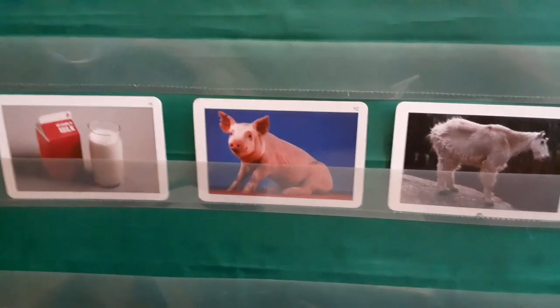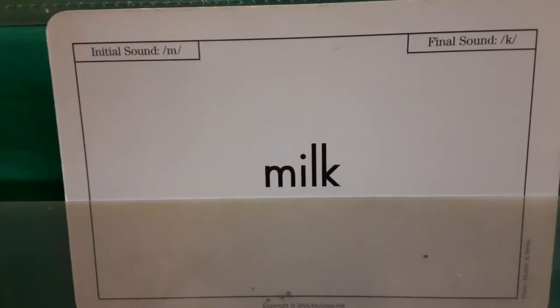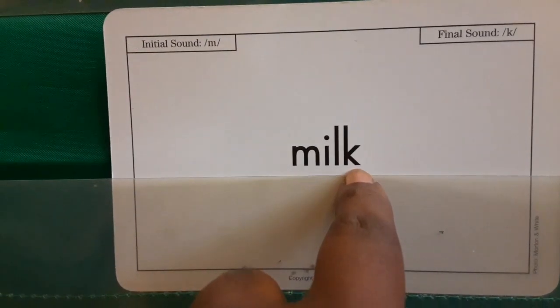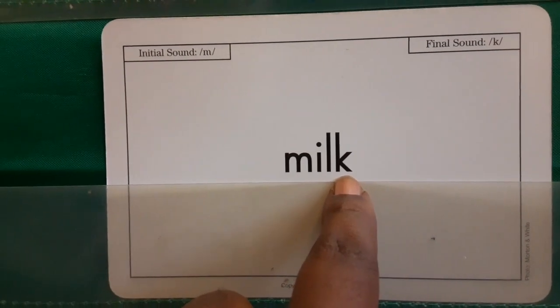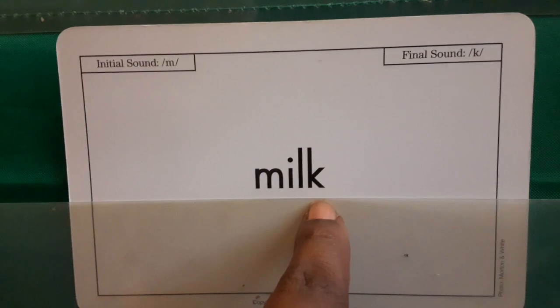The milk. Good work. Now we're going to flip the cards over again, and this time we are going to look at the last sound we hear. So when we say the word milk, what is the last sound you hear in that word? Put your finger on it and say milk. Do you hear the K sound? Good work. Go to the next one.